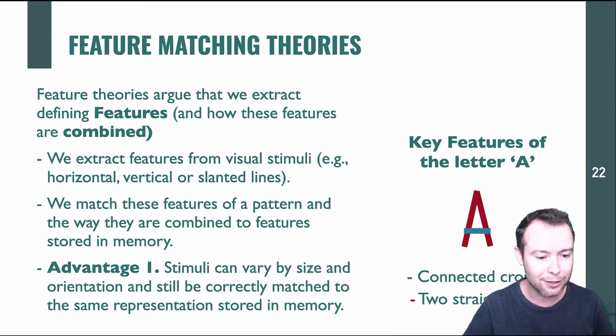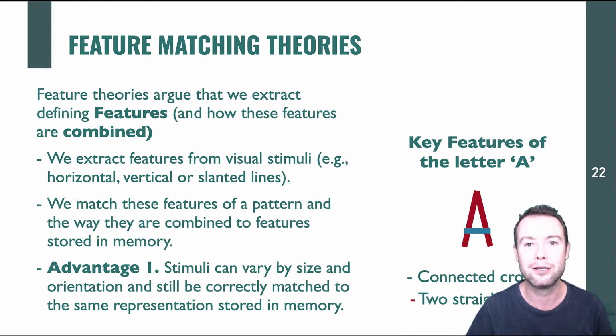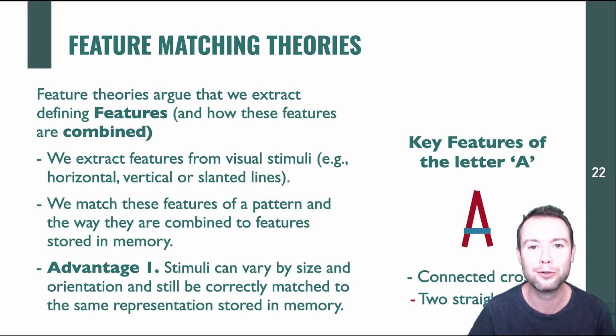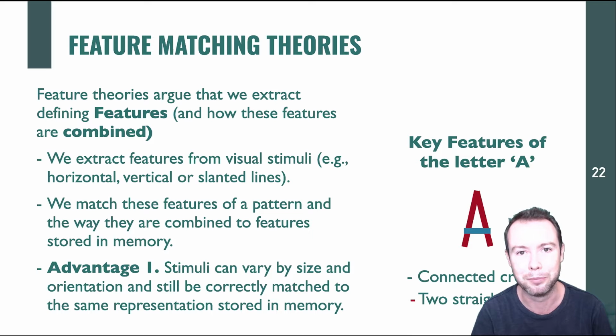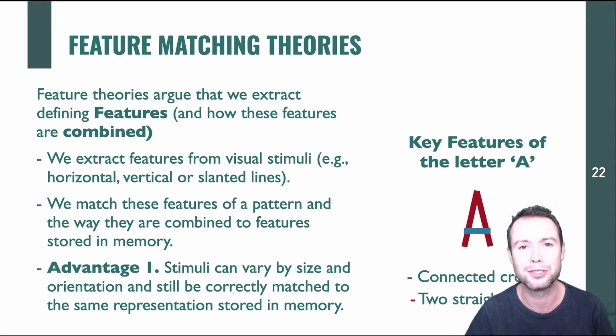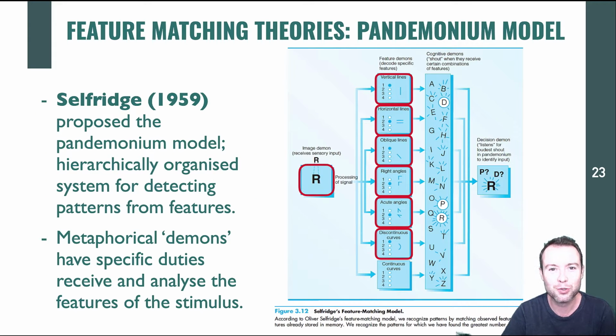Now the great advantage of doing this is that the stimuli can vary by size, shape, and orientation, but they're still going to be effectively identified by these core features, and still correctly matched to the representation that you have stored in memory. One nice example of a feature matching model is Oliver Selfridge's pandemonium model.